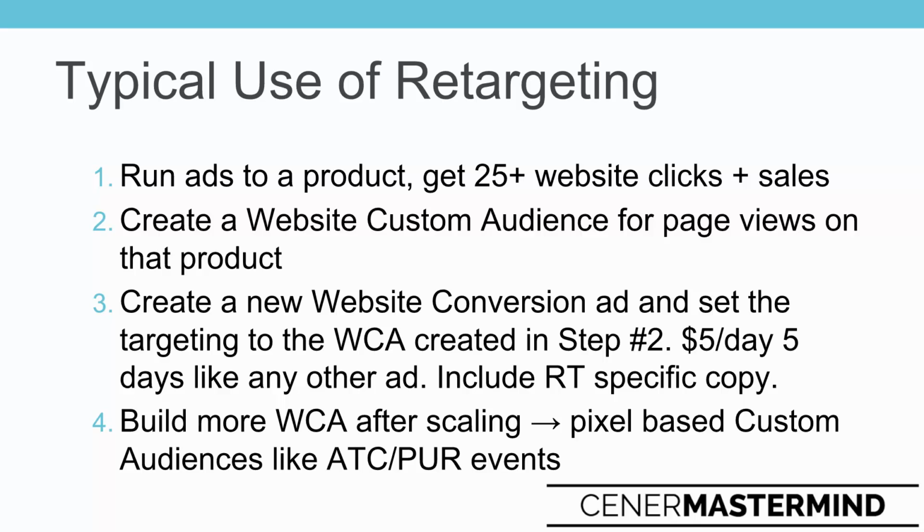Okay, number 3, we're going to create a brand new website conversion ad, and we're going to set the targeting to the website custom audience that we created in step number 2. Okay, so we're basically setting the targeting. We're not going to use interest groups. We're simply going to use the custom audience, and there's literally a box in there that says custom audience, right, or saved audiences, and we can just go right in there and add in our audience. Okay, we're going to be doing it $5 a day, 5 days, just like any other ad, and we're going to include retargeting specific ad copy.